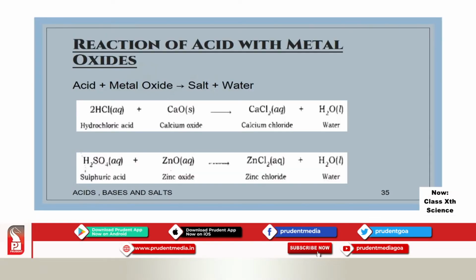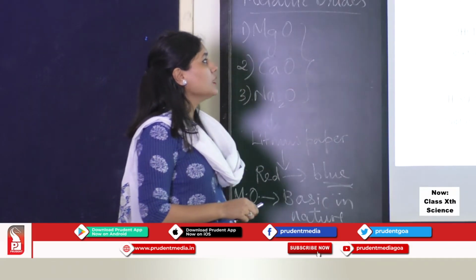So over here you see, if you are reacting a metallic oxide whose nature is basic with an acid, what will it result? A base and an acid, when they react with each other, result in the formation of a neutral compound, which is nothing but your salt. So when a metallic oxide reacts with acid, it results in the formation of salt, which is neutral in nature, and formation of water.